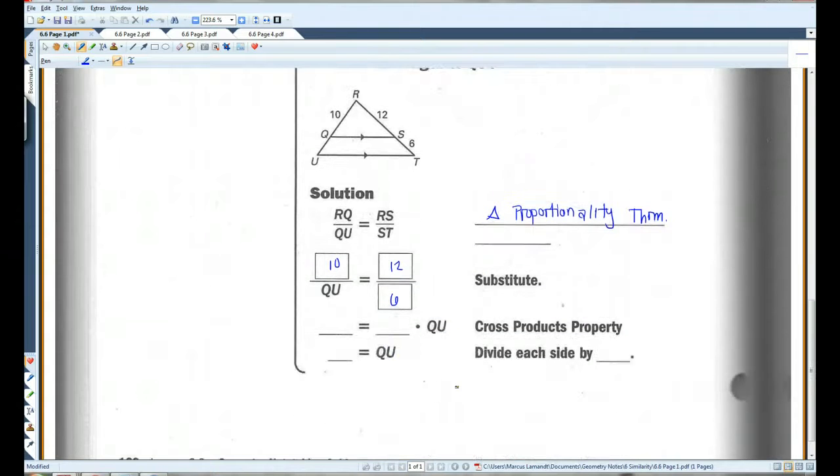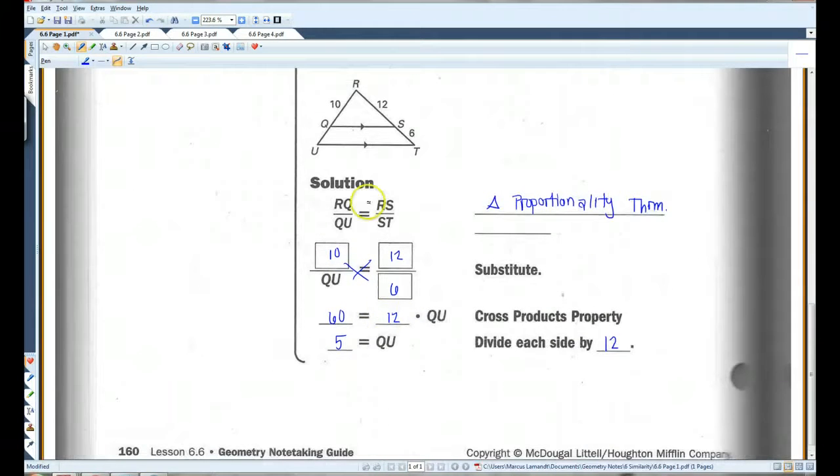Okay? So we can cross multiply. I've got 60 equals 12 times QU. If I divide both sides by 60, I get 5. Sorry, not 60. Divide both sides by 12. 60 divided by 12 is 5. Alright. Let's go on to page 2.